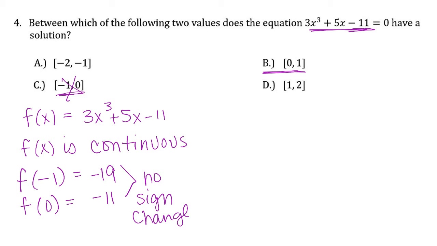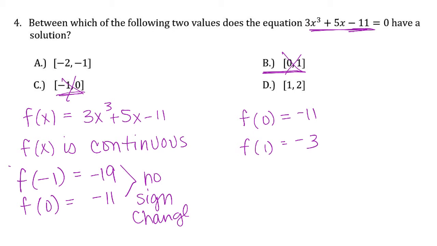Let's try B. And I'm just picking the first answer choices with a 0 because I'm lazy. So f at 0 is -11. And let's find f at 1. F at 1 is going to be -3. Oh, no sign change there. So that one's out. So let's try D.